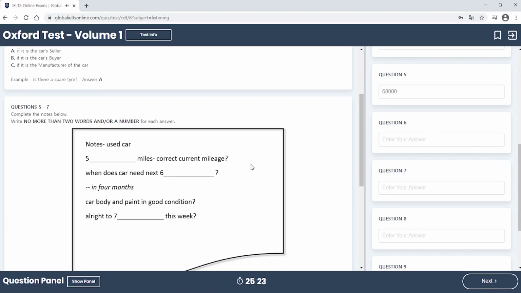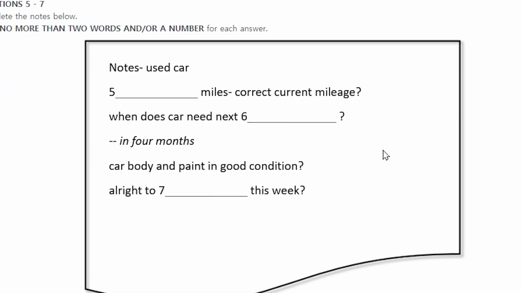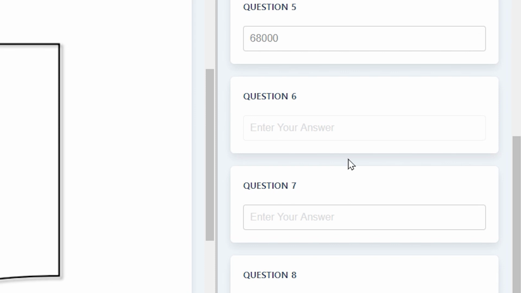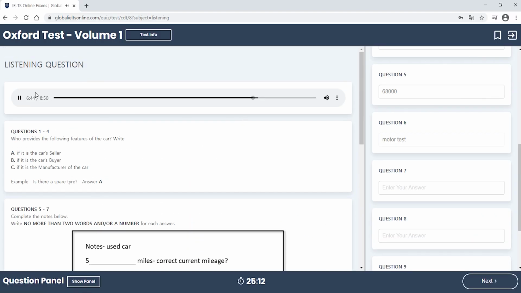All right, thank you. When will it need its next motor test, by the way? It's due in November, so that's 4 months. Okay. One more question about the look of the car.